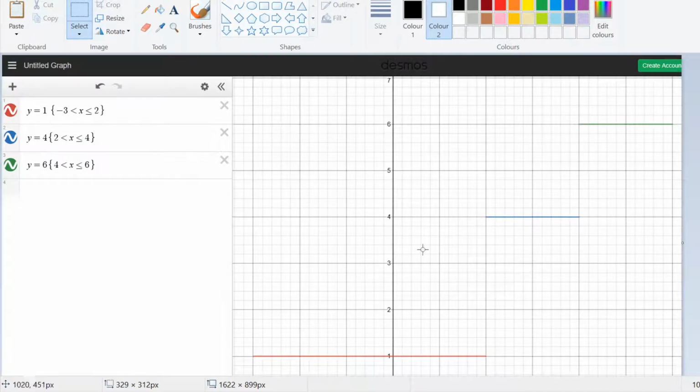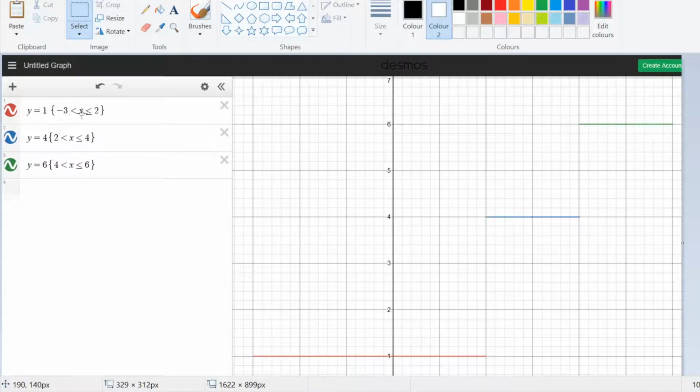Now, let's start with our y equals 1, our red line. You can definitely see it. So we've got -3 to 2. When we do something like this, we have to put circles on the end of each of our lines to indicate whether it includes that endpoint. Sometimes the stepwise graph can share or not share, and it's all about distinguishing that.